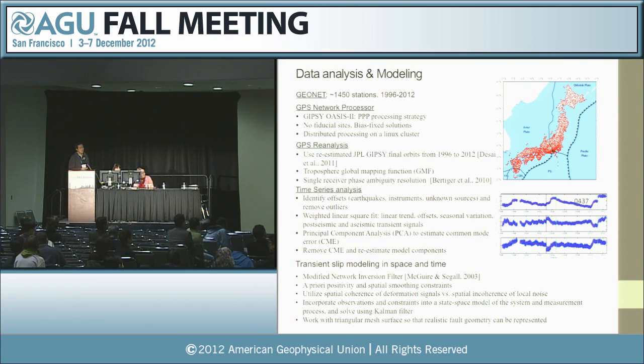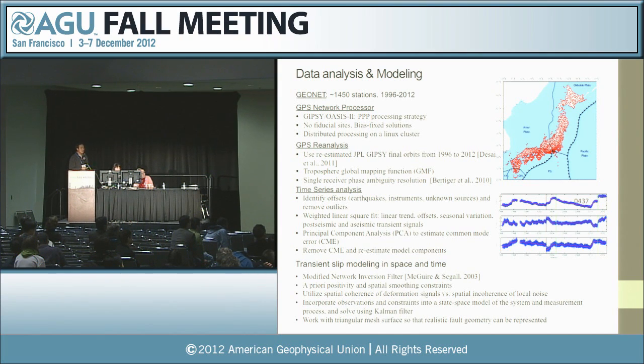And once we have a raw time series, we did further GPS time series analysis using the CATS software. This analysis mainly helps us to estimate the common mode error and remove that common mode error across the entire GeoNet network. The time series analysis basically involves identifying the offsets and doing weighted least squares fitting, including all the major components in the time series.